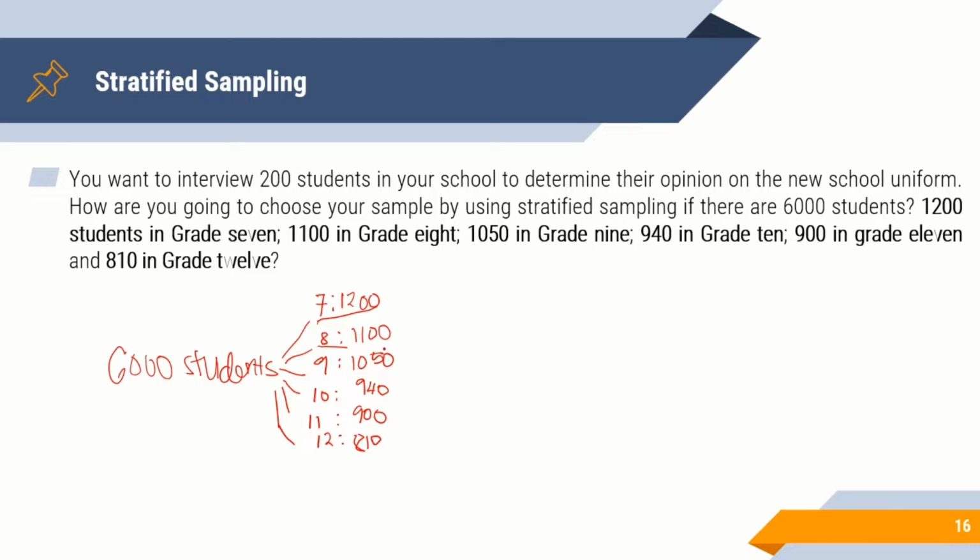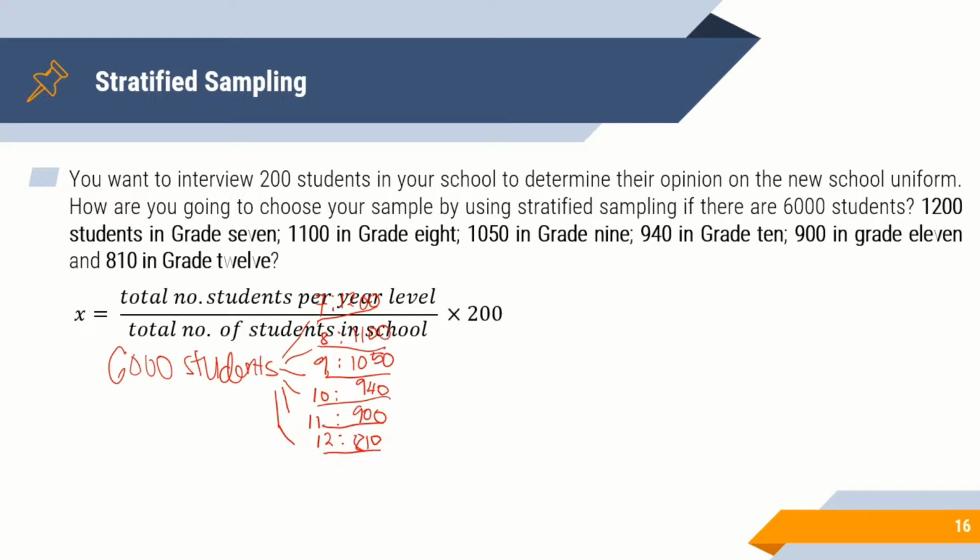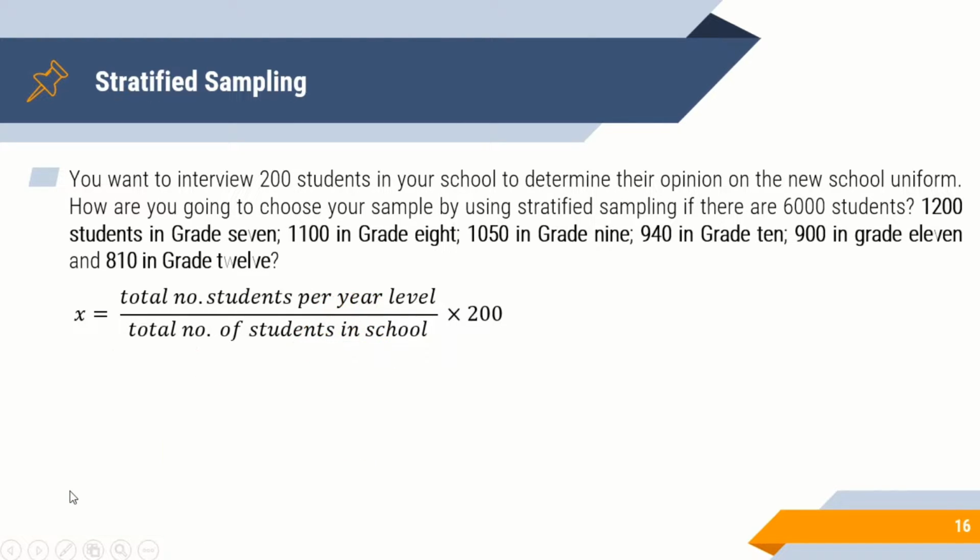Now in order for us to know the sample in each stratum, we divide the total number of students per year level by the total number of students in the school. So let's start with grade 7. The total number of students in grade 7 is 1,200. Divide it by the total number of students in school, which is 6,000. Then we multiply it by 200, which is equal to 40.